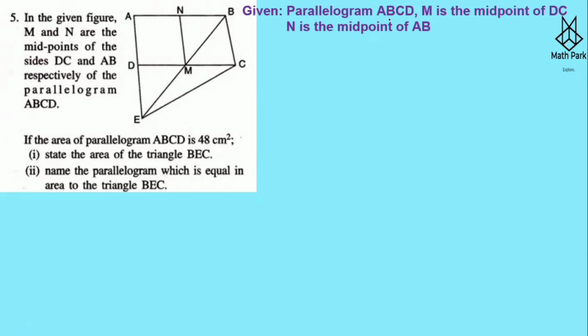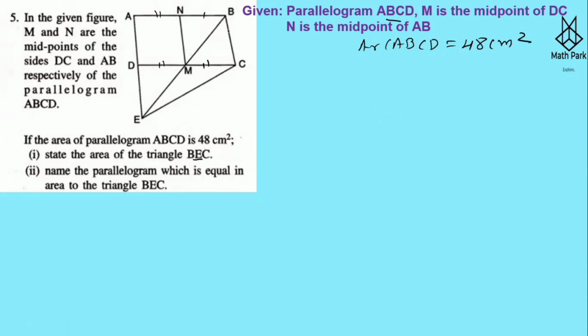You are given a parallelogram ABCD where M is the midpoint of DC. So these two parts are equal. N is the midpoint of AB. And also you are given area of ABCD is equal to 48 centimeters square. And then you have to find out the area of BEC.